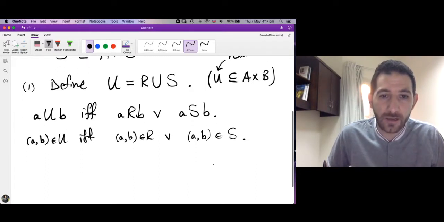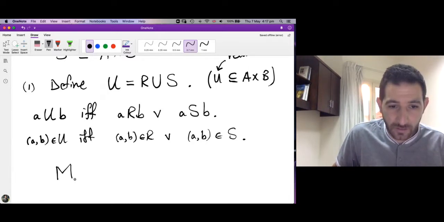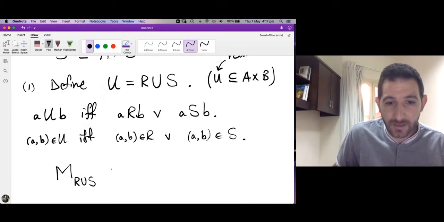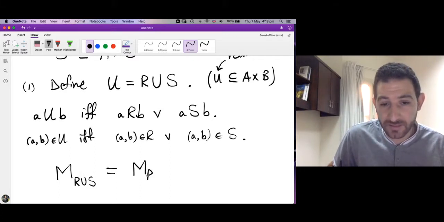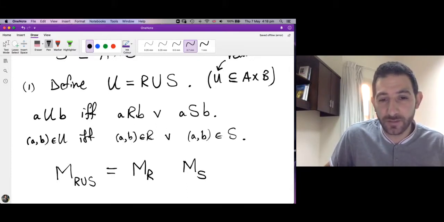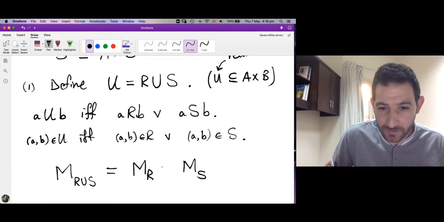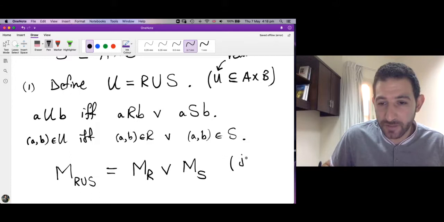Now, what can you tell about the matrix representing U, which is R union S? How can you obtain the matrix of R union S in terms of MR, the matrix representing R, and MS, the matrix representing S? Remember the entry should be 1 if either the elements are related by R, so either we have 1 here or 1 in MS. So I hope you can see that this should be the join of the two Boolean matrices.